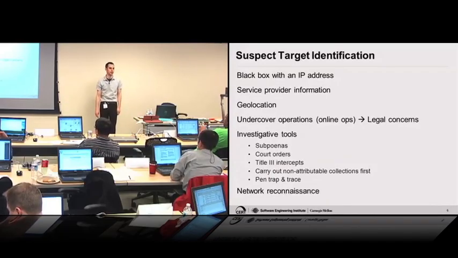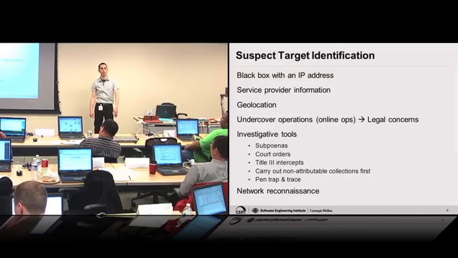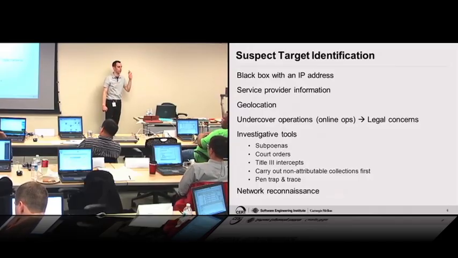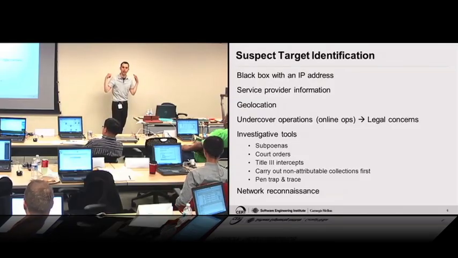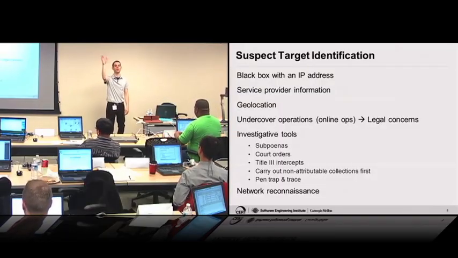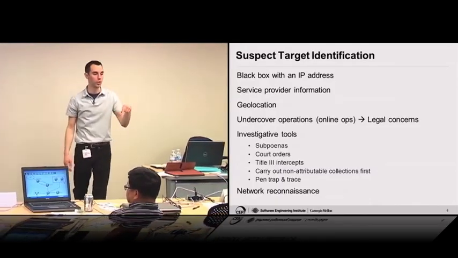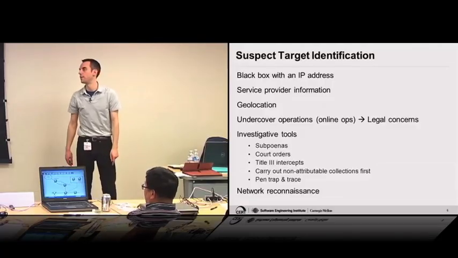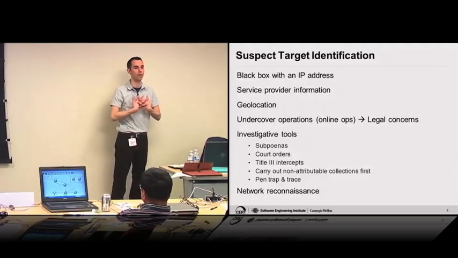Oftentimes when you're dealing with a suspect target, and we're dealing with this 192.168.51.200 address, it may just be a black box with an IP address, something in a hosting facility that they're just using as a proxy or a VPN that they're hopping through. It could be like 2,000 other systems sitting in that same hosting facility. But some more detailed information about that system you can get from a service provider, or the ISP who's actually providing the services for that IP address.